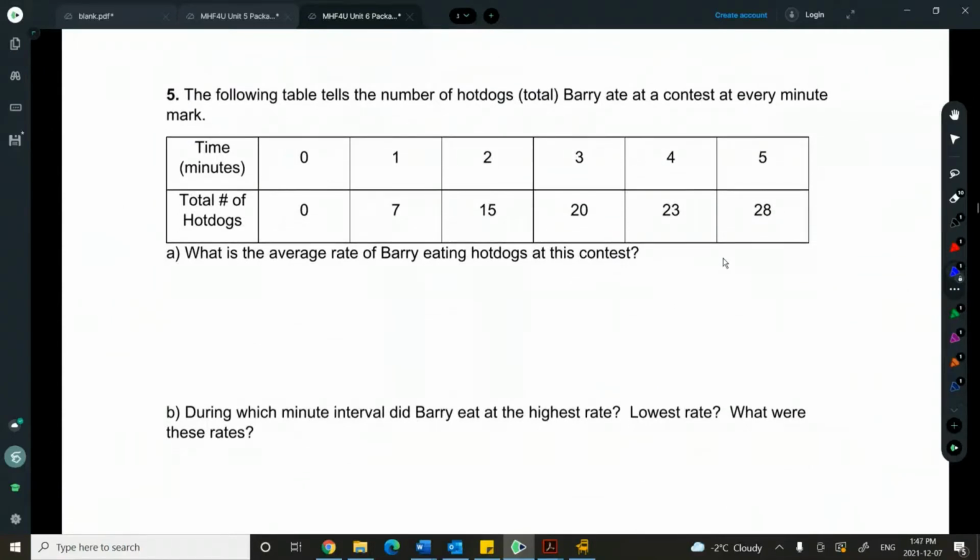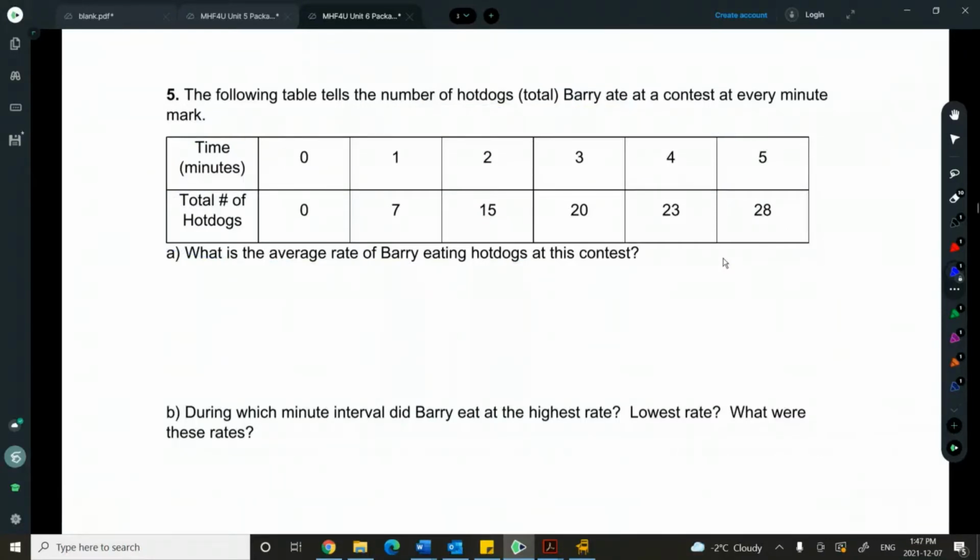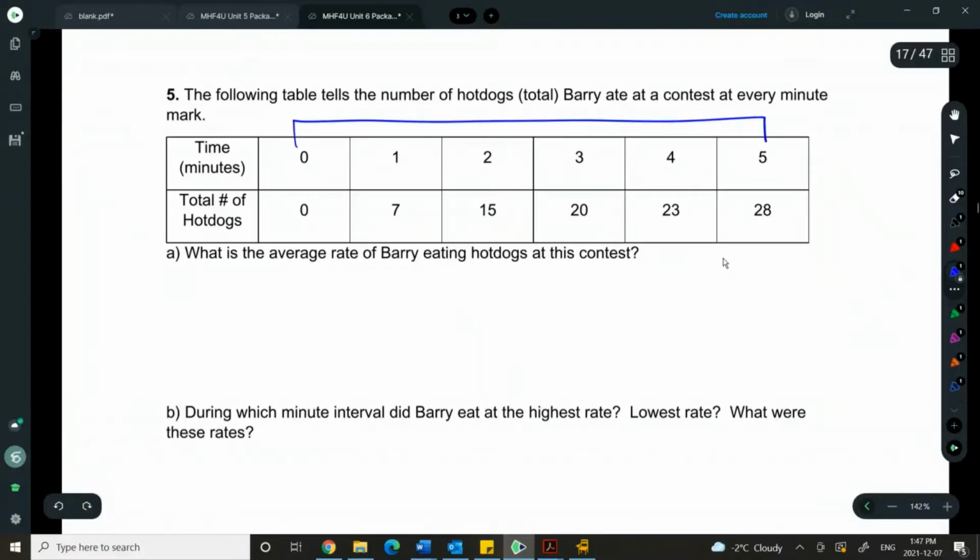Okay, so we have a table of values here, and part of the table of values is represented by time, and the other is how many hot dogs were eaten per minute by Barry at a hot dog eating contest. So what is the average rate of Barry eating hot dogs at this contest? So through the whole time of 5 minutes, the total number of hot dogs was 28. So I'm going to take the total number of minutes and the total number of hot dogs, and that should give me, if I do a division there, the average eating rate.